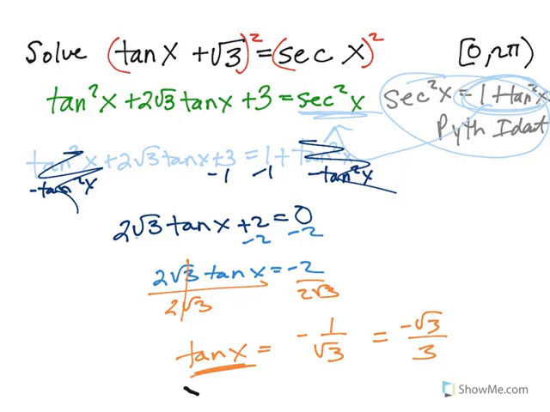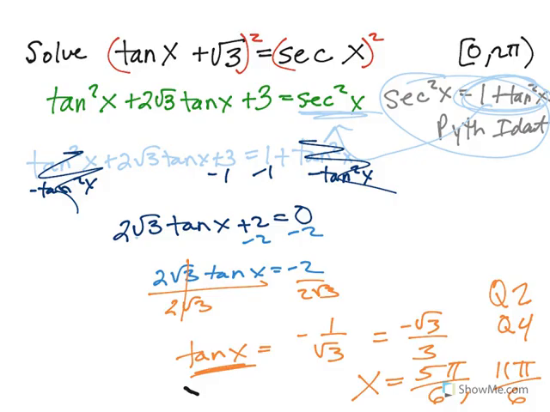Well, where's the tangent negative? And hopefully you say, well, that's Q2 and Q4. So I feel pretty confident that x is going to be 5 pi over 6 and 11 pi over 6. Well, that's great. I love this for us.